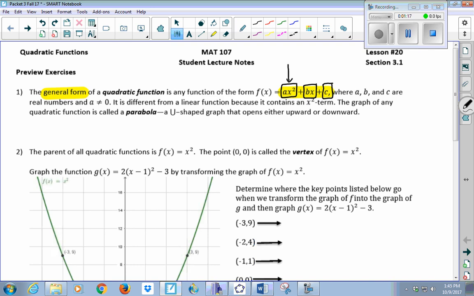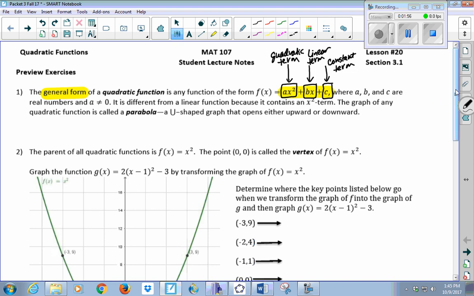And each one of these boxes or terms has a name. So the ax squared term, which makes this a quadratic, is referred to as the quadratic term. And that always has to be present. A has to have a value other than 0. The bx term is called the linear term. B can have the value of any real number, including 0. And c is the constant term. And c can be any real number as well, including 0.